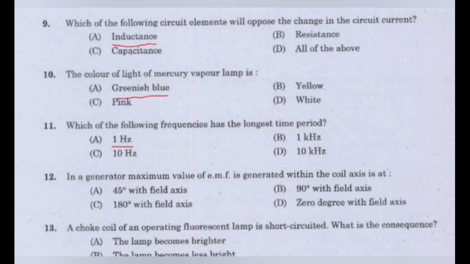Question number 12. In a generator, the maximum value of EMF is generated when the coil axis is at: Option A, 45 degree with field axis. Option B, 90 degree with field axis. Option C, 180 degree with field axis. Option D, 0 degree with field axis. Answer is option B, 90 degree with field axis.